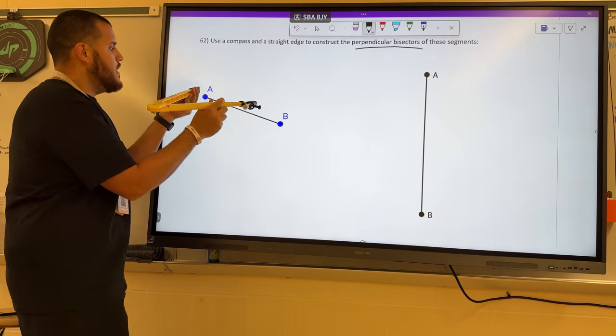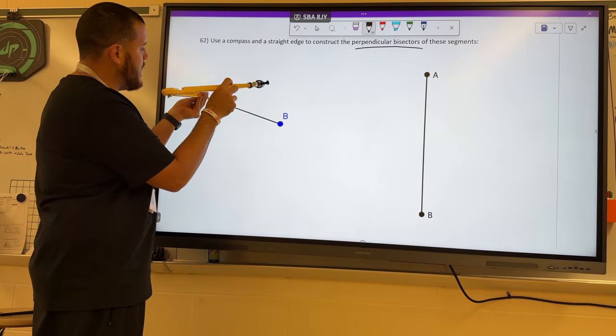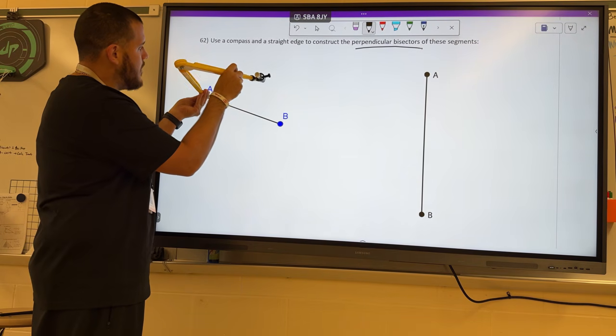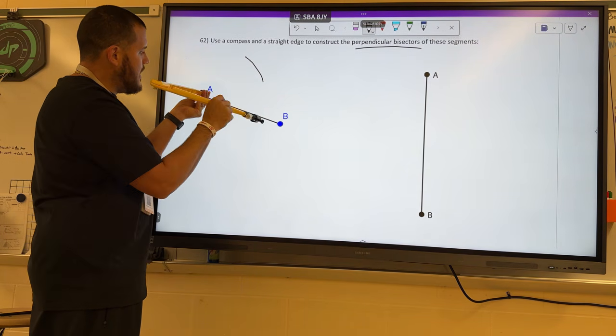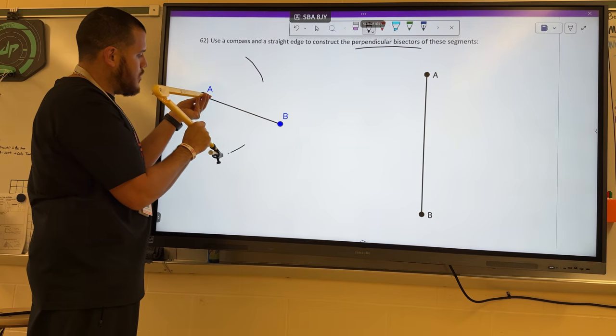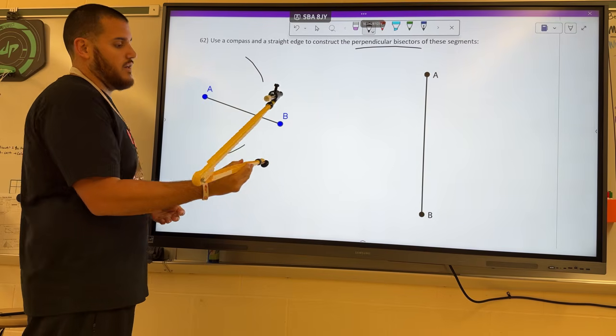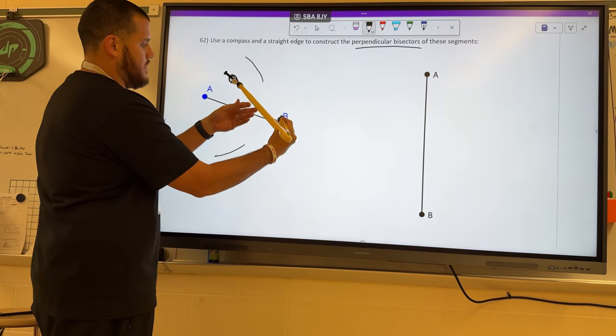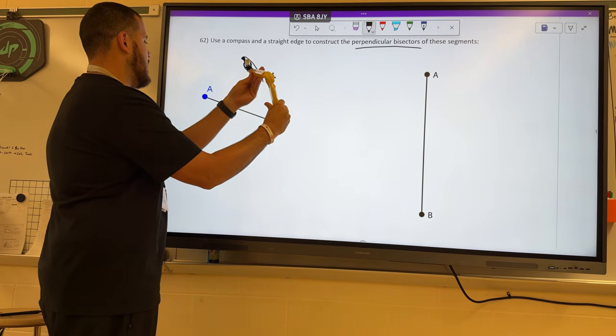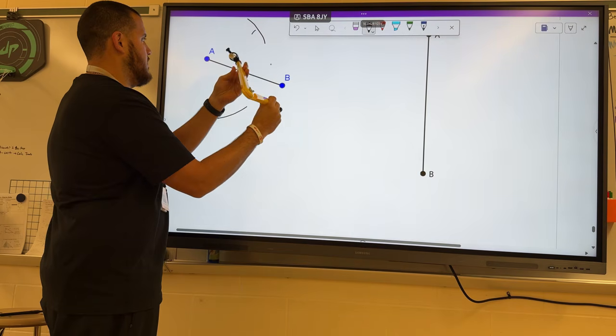We would put our compass on an endpoint, and what we're doing is we're going to make an arc above our segment and below our segment. We're then going to keep the same exact setting on our compass, and we're going to carry it to the other endpoint. And again, we're going to make an arc above our segment.